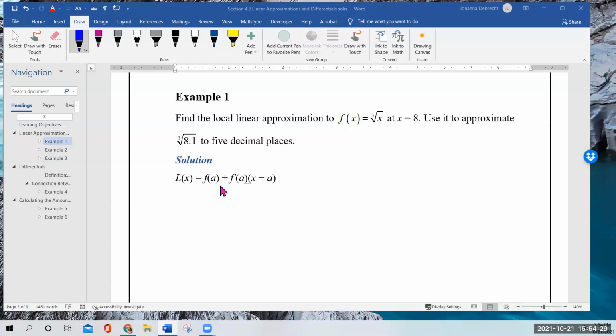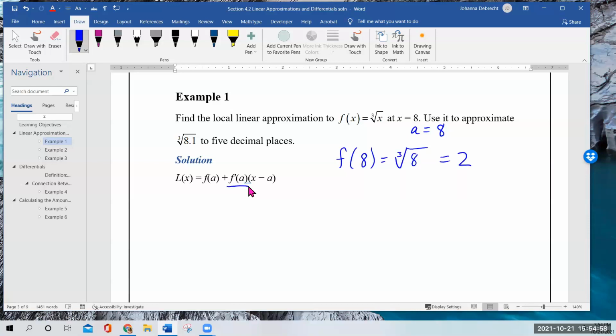First, we need the linear approximation function, which you see here. To do the linear approximation function, I need the original function f evaluated at x equal to a. Our value of a is 8. So if we evaluate the original function f of x equal to the cube root of x at 8, this gives me the cube root of 8, which I know to be 2.